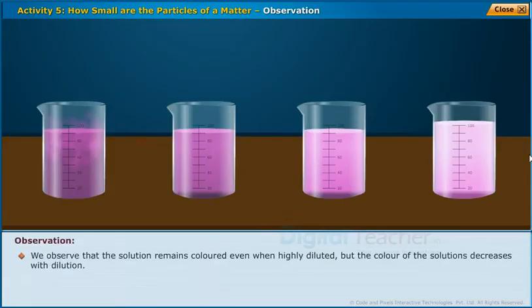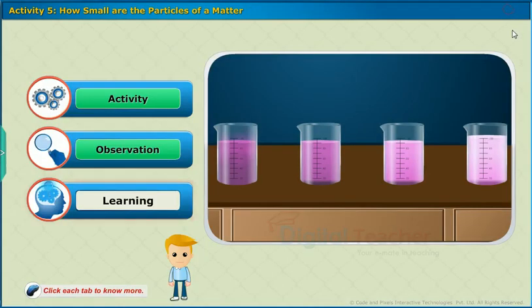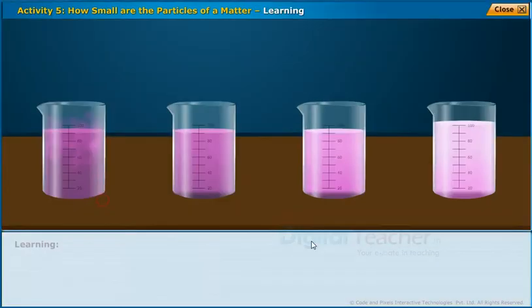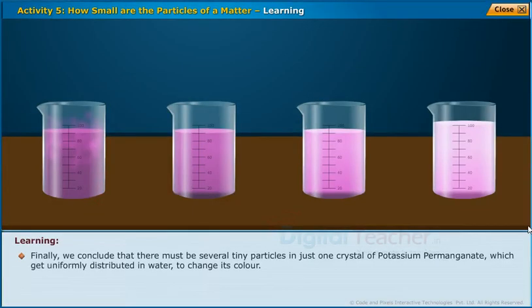We observe that the solution remains colored even when highly diluted, but the color of the solutions decreases with dilution. Finally, we conclude that there must be several tiny particles in just one crystal of potassium permanganate which get uniformly distributed in water to change its color.